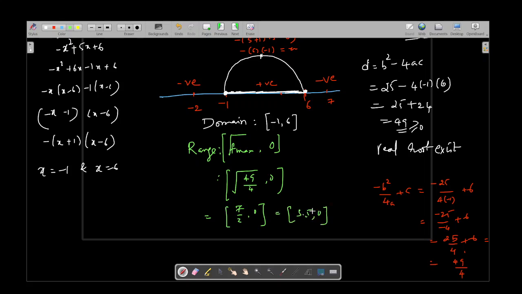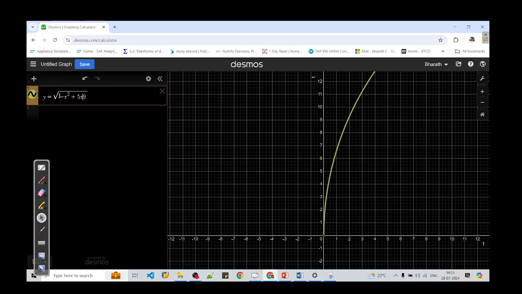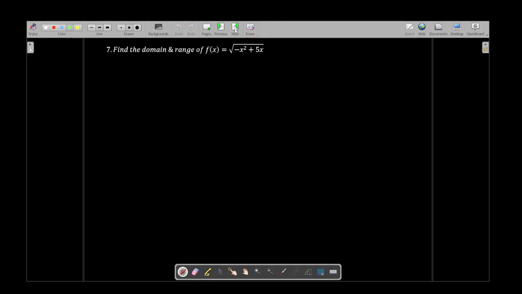Let us verify in the graph. Minus x square plus 5x plus 6. So maximum point is 3.5. Yeah, got it, up to 0. Move on to the next problem.